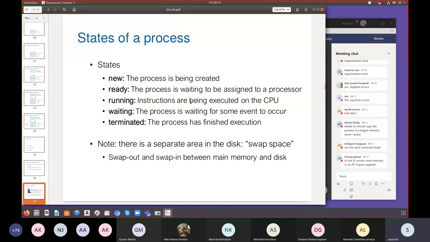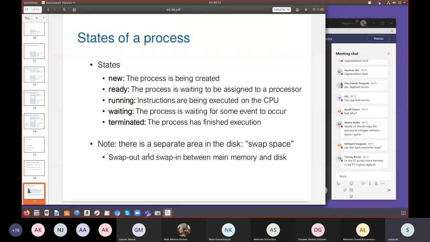Now of course we will understand these states in more detail and how the process goes from one state to another. But before that, let me just clarify something. So here we write, the process is waiting for some event to occur. So where does it wait? Typically there is a separate area called swap space, which is meant for swapping processes in and out between main memory and disk. Main memory is limited. Nowadays main memory is quite large, still it is limited. Compared to the disk, it is much smaller.